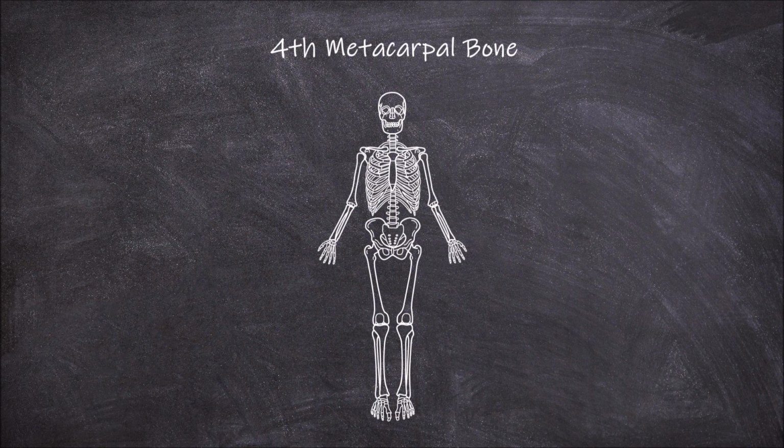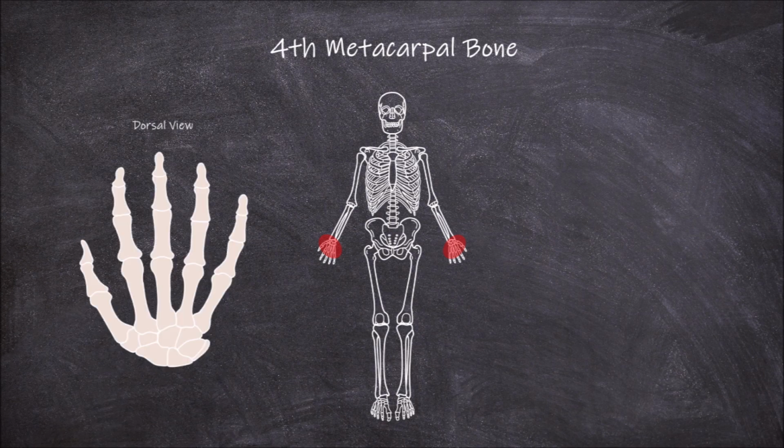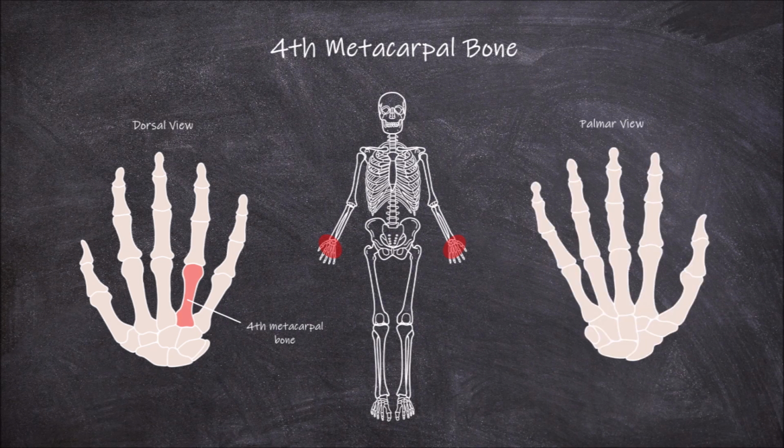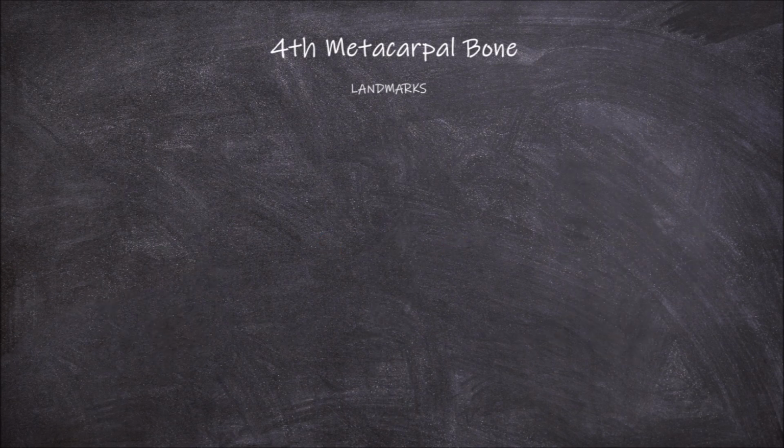Firstly, where is this bone located? The fourth metacarpal bone is located in each of the hands. If we look more closely at the dorsal view of the right hand, we can see the fourth metacarpal bone highlighted in red. If we look at the palmar view of this right hand, we can see it again highlighted in red. Now we're going to look at the different landmarks and features of the fourth metacarpal bone.